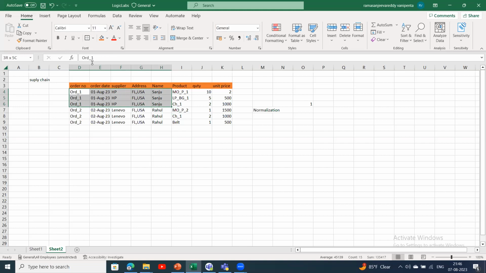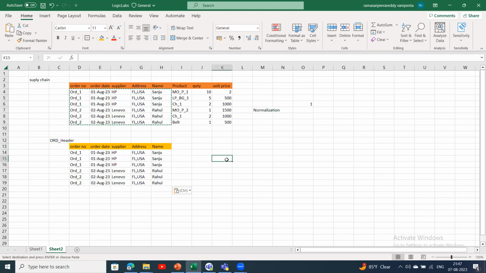So what we do is we split this data into two tables. One, I'll call it order header details. Imagine one table is called the order header table. In the order header table, I'll consider only these columns. So what is the data I can bring? I can bring this data here, right?